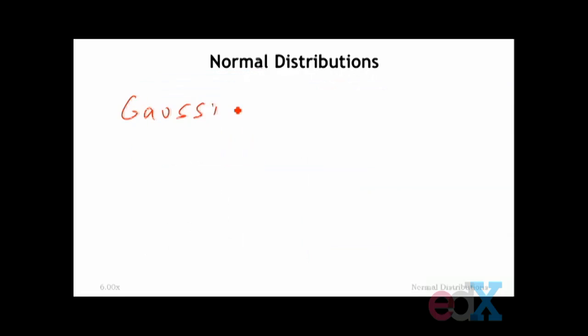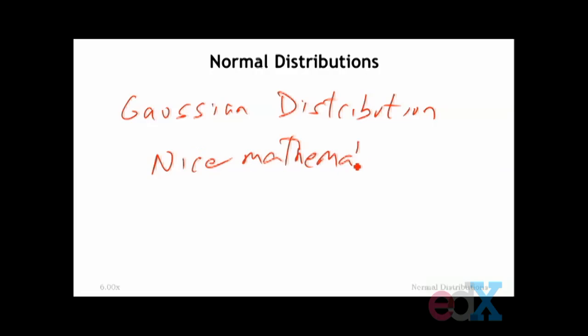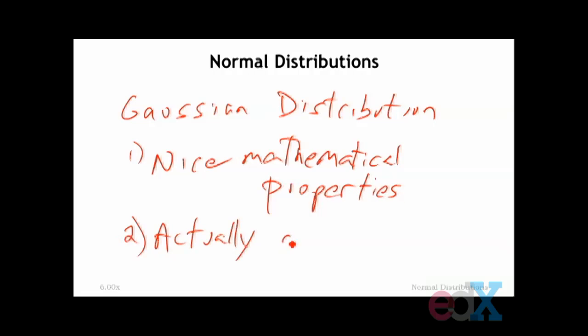Scientists often refer to the normal distribution as a Gaussian distribution, in honor of the astronomer Carl Friedrich Gauss. Normal distributions are frequently used in constructing probabilistic models for at least two reasons. One, they have nice mathematical properties, as we'll see shortly. And two, even more importantly, they actually occur quite frequently in practice.